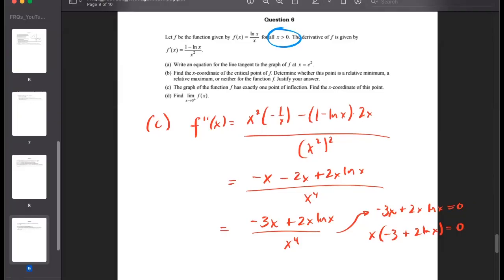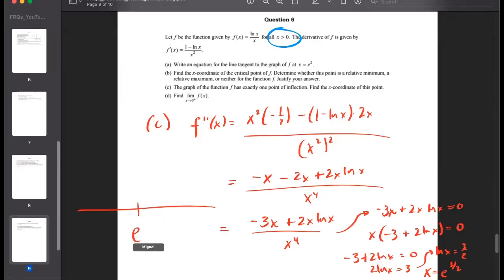So all we really need to find is when negative 3 plus 2 natural log of x is equal to 0. That's going to be when 2 natural log of x is equal to 3, or natural log of x is equal to 3 halves. So x is equal to e to the 3 halves. And we technically need to test these points for when it's changing direction. So we need to test e to the 3 halves for when it's changing direction there.